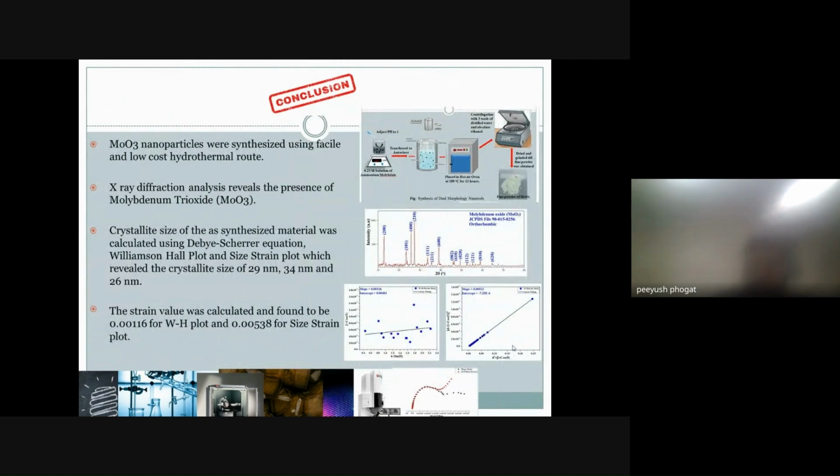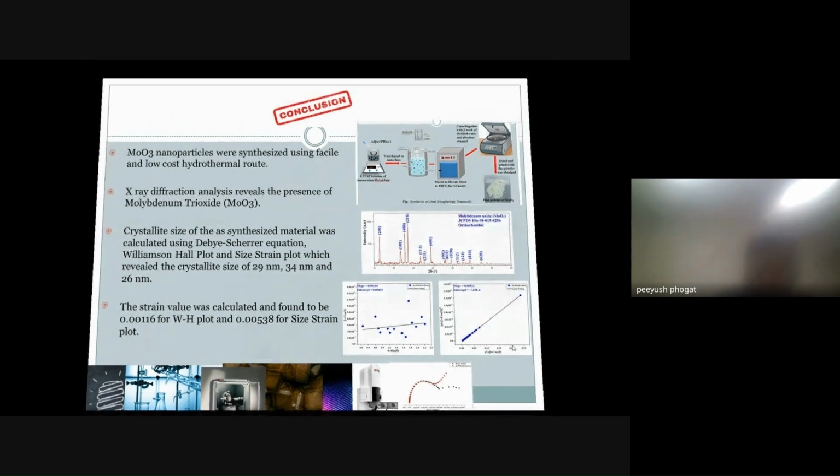So in conclusion, we can see that MoO3 nanoparticles were synthesized using a low-cost hydrothermal route. The XRD pattern shows single-phase molybdenum trioxide. The crystallite size and strain calculated through various methods show crystallite sizes of 29, 34, and 26 nanometers through Debye-Scherrer, Williamson-Hall, and size-strain plot. The size-strain plot came out to be more accurate than the other two techniques.